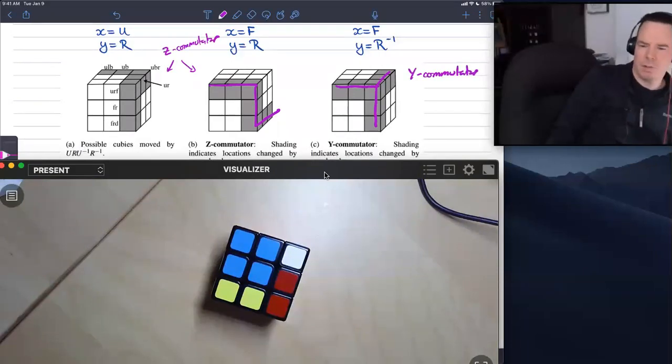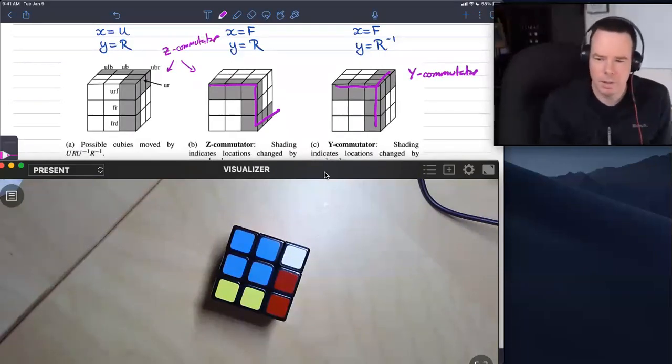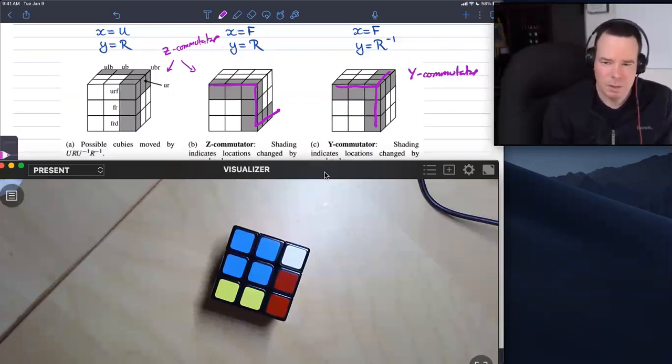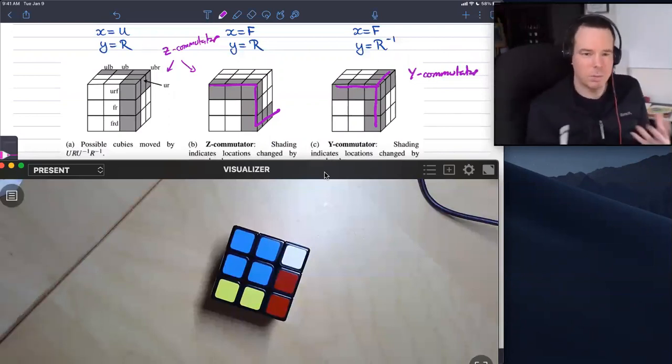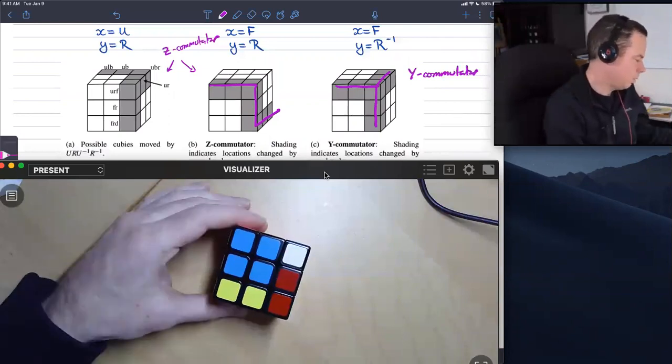And David Singmaster, back in the early 80s, around the time the Rubik's Cube was getting to be its most popular, like 1980, 1981, in North America, David Singmaster, he was a mathematician, he developed these Z and Y commutators and gave methods for solving the puzzle just using these alone. So these turn out to be quite powerful. And you might say, well, it still moves a lot of pieces.